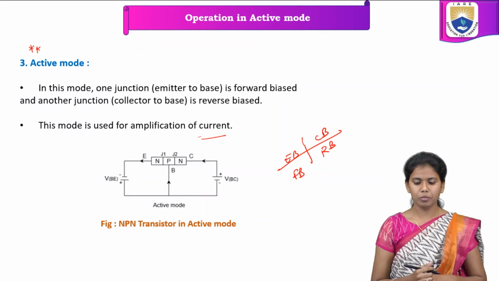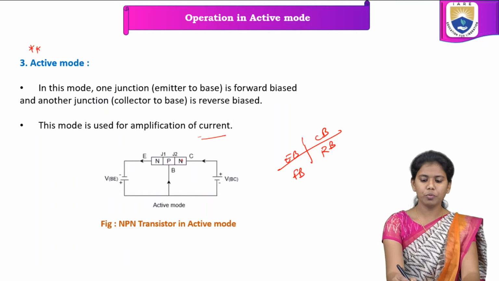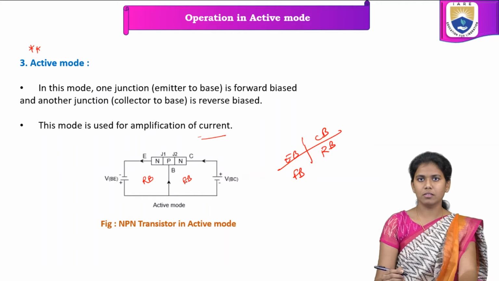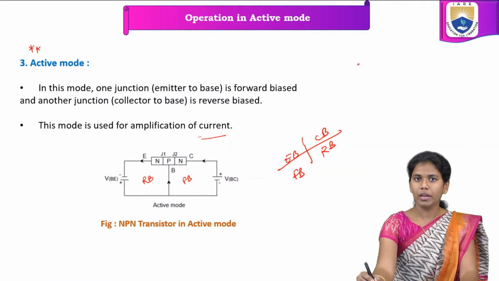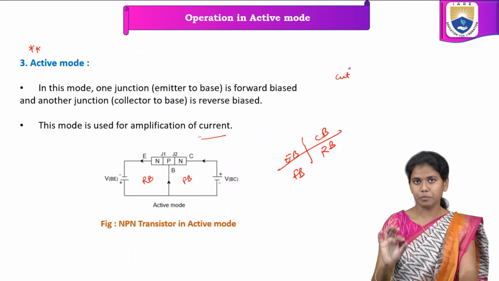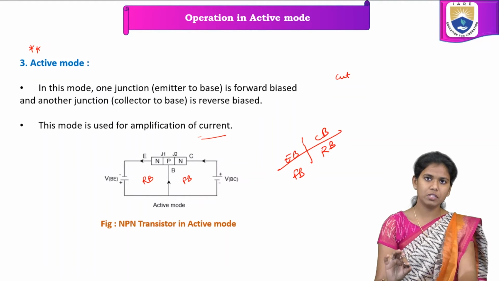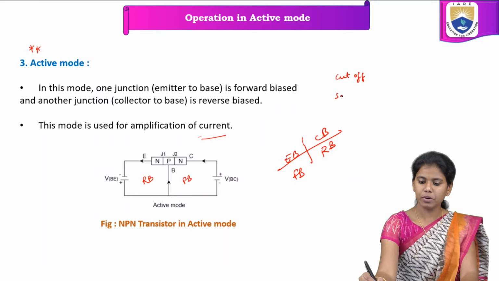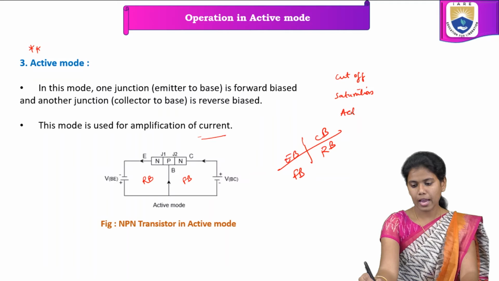in the active mode. So here, for example, junction 1 is reverse bias, or else we can consider that junction 2 may be forward bias. So overall, we have understood that there are three modes of operation we have discussed so far. One is cutoff mode, second one is saturation mode, and the third one is active mode.